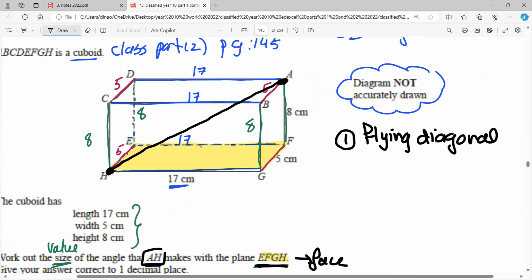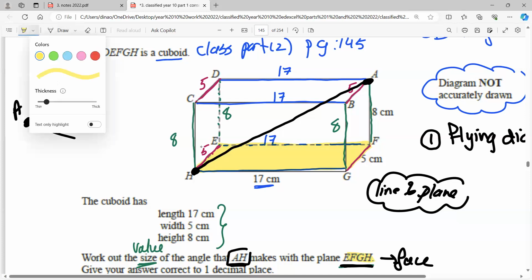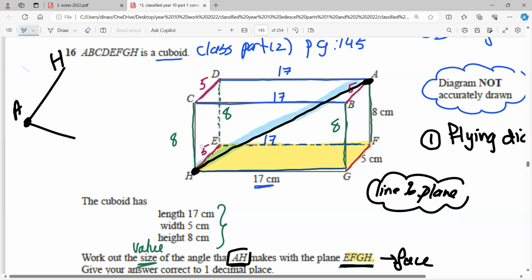And according to the definition, there can't be an angle between a line and a plane. This is not a definition of the angle. The definition of the angle is that it has to be between a line and another line. Now, this line over here is the AH that we drew. This is the first side of the angle.